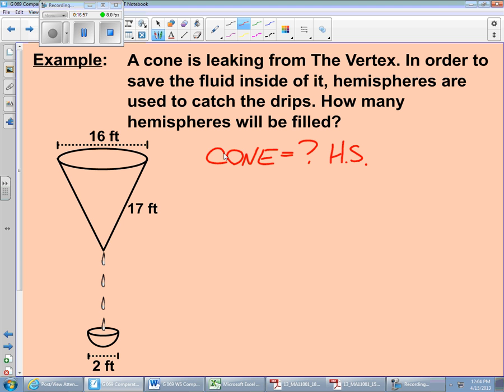Then we would go to our formula charts and say, okay, I'm going to need these formulas here. Volume of a cone, 1/3 big B little h, and that will equal how many hemispheres. Well, total spheres are 4/3 pi r cubed. But to be a hemisphere, we are only interested in half that amount.